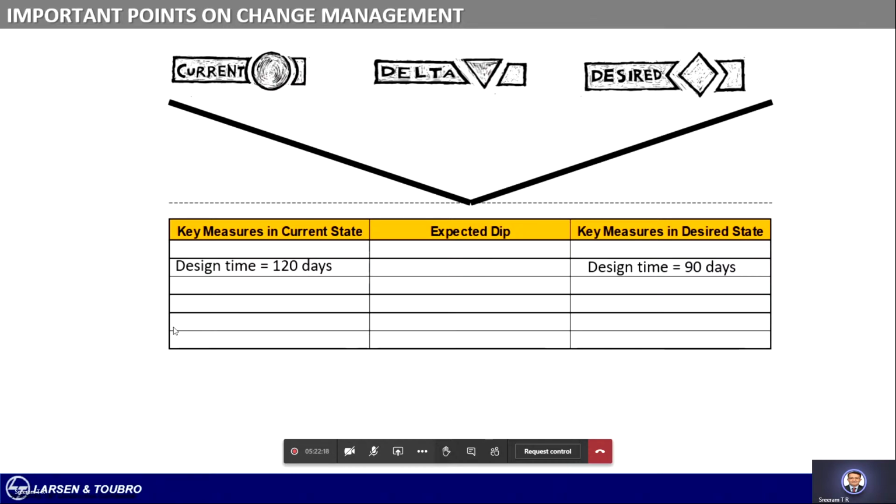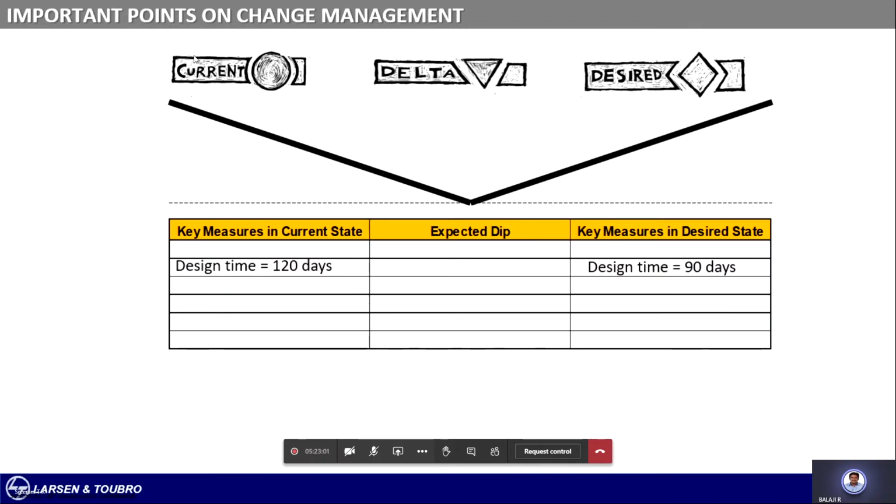There is a delta state in between your present state, which is 120 days of design time, and where you want to get to, which is 90 days. But then there is an expected dip, which one group of companies or implementations, based on their studies, claim will occur. So can anybody tell me what we are trying to convey here? So this is Balaji. I expect the dip is due to the time taken by the staff to get adapted to the new change.